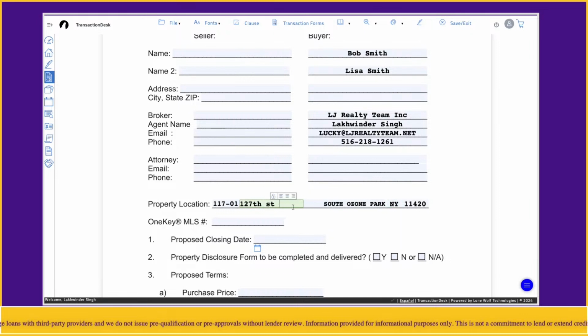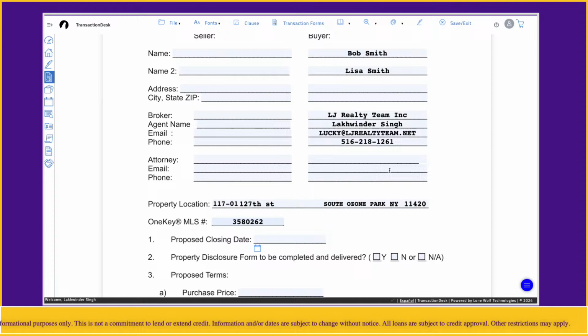If you had a longer address, if it's a unit, you can put that in there. If it's a condo or co-op, you want to put in the full address there. You definitely want to include your MLS ID in there. So put in your OneKey MLS ID for that offer.